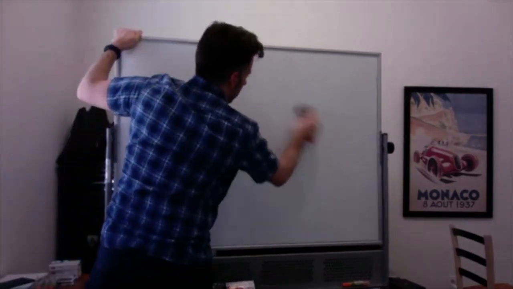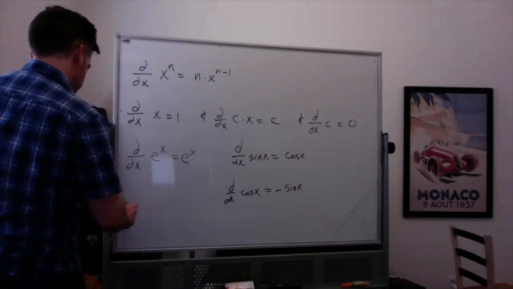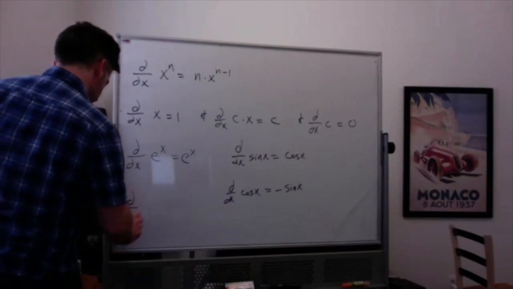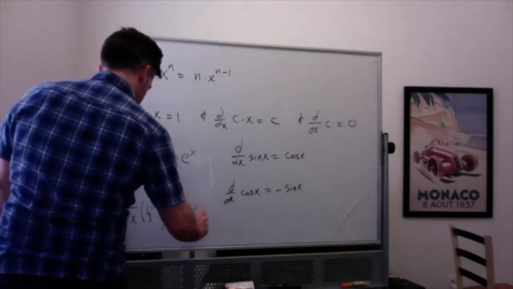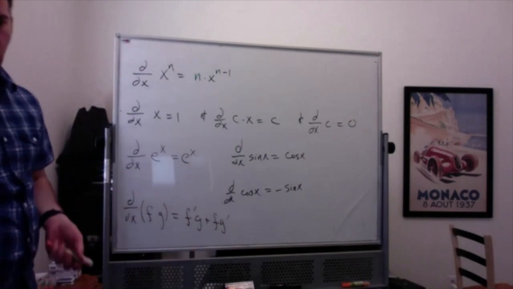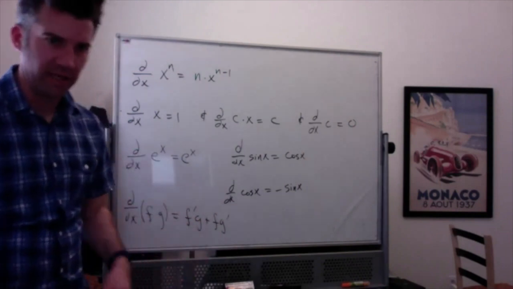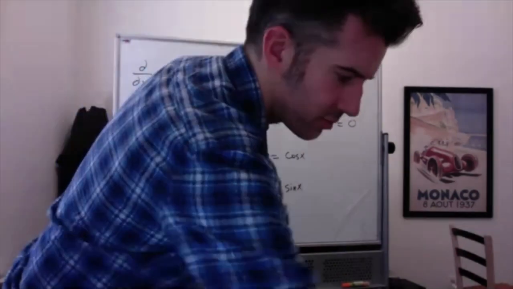So, and then of course I should say, we do have the product rule. The fast way of writing it being that the derivative of f times g is f prime g plus f g prime. Or f of x times g prime of x plus f prime of x times g of x. Okay.